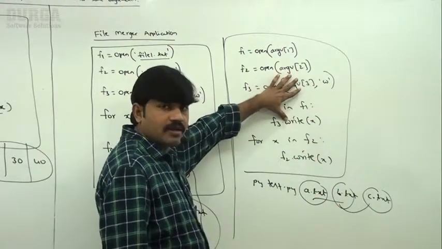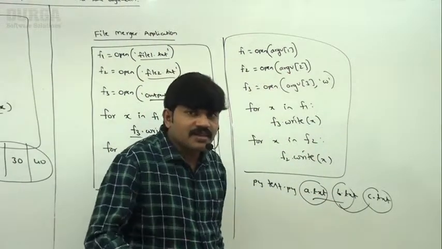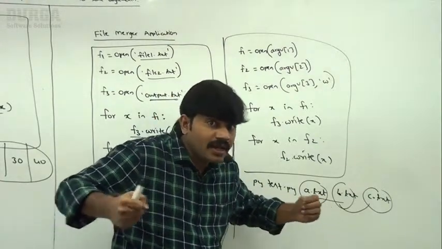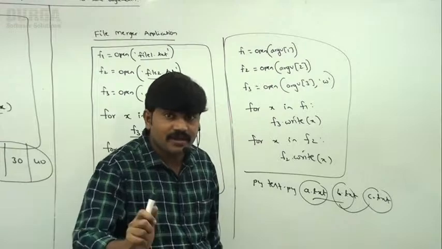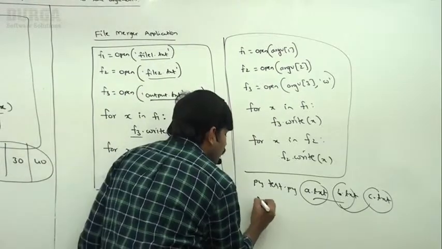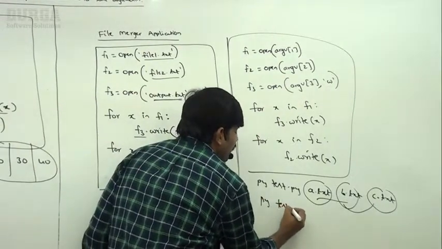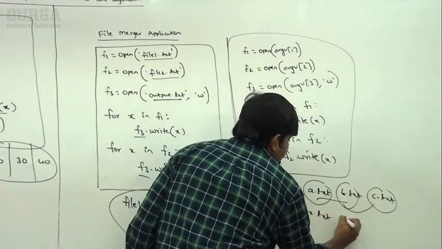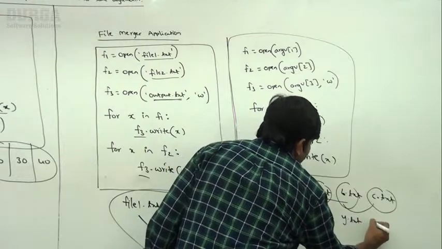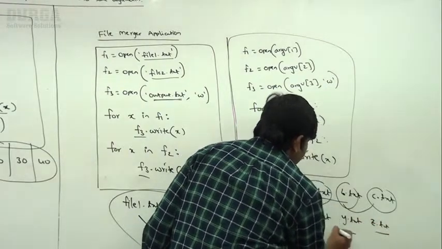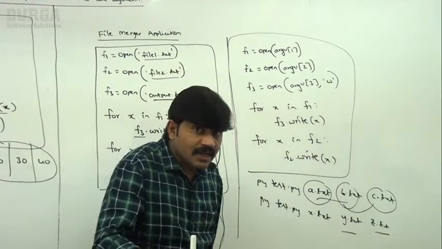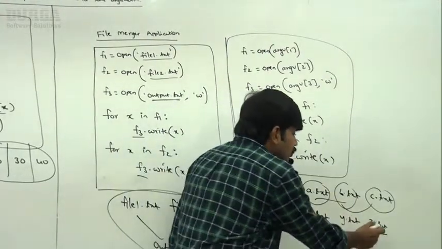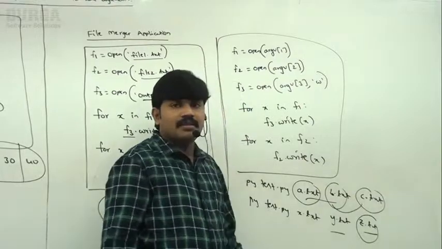Definitely this program will work. So tomorrow my data is available inside x.txt, y.txt. I want to write this total data into z.txt. Sir, very simple. py tester.py x.txt, y.txt, z.txt, like this you can take. Read the data from x.txt, y.txt and write this data to z.txt, like this, right?